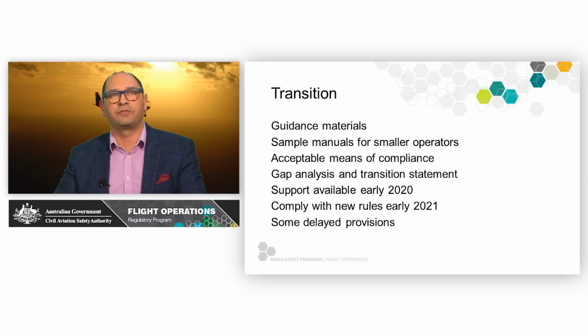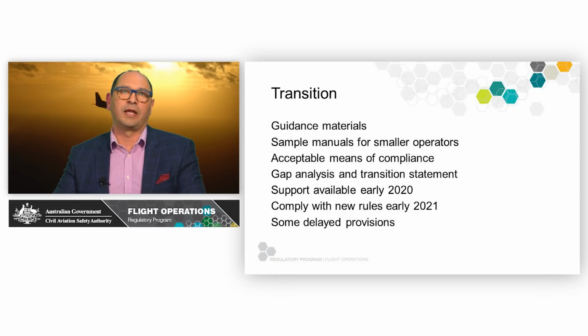We'll provide templates for gap analysis to look at the common pathways from the current rules to the new rules. Classic example being you're a small aeroplane charter operator at the moment, and then you're going to move into CASA Part 135 with the additional requirements to comply with Part 119. We'll identify what are those differences so that you can then use that to develop a transition statement telling us how and when you intend to change your manuals and your operating mode to fit the new rules.